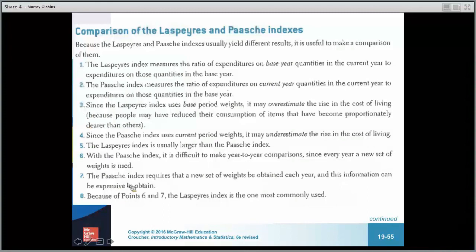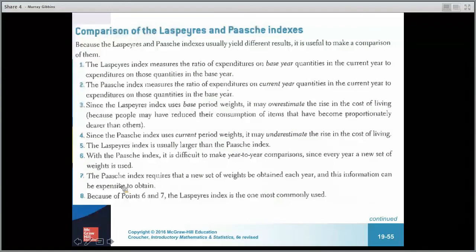So possibly one of the indexes may overstate or understate, just depending on what's going on with the cost of living. So this sort of 3 and 4 will hopefully make sense to you. But the problem with the advantage Laspeyres has is at least he's using quantities in a period in the past, in the base period. So it's easy to find that data. Whereas with Paasche, he's always using the current period. And the current period's always changing. So he's always got to keep calculating the new period quantities. So it makes it awkward.